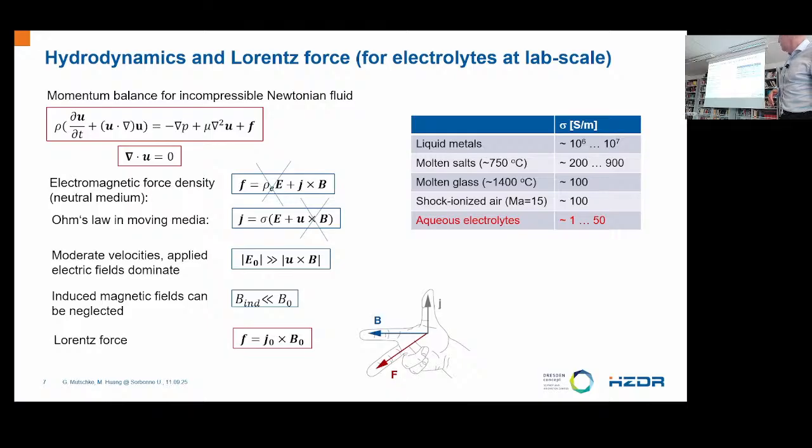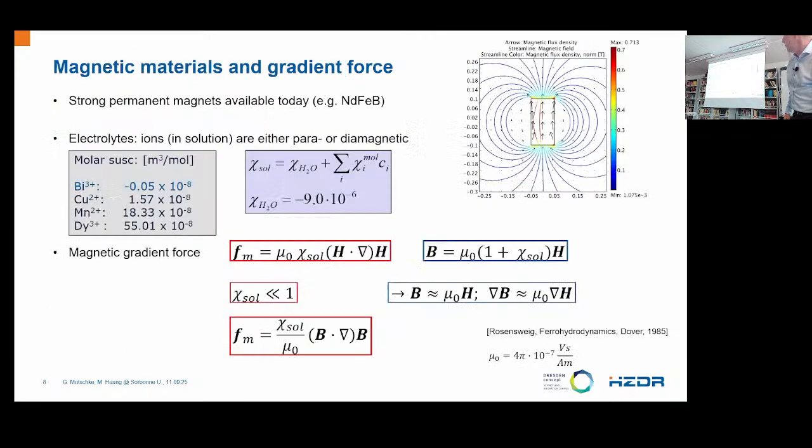With respect to the electrical conductivity, I have to mention we are in a range of 1 to 50 Siemens per meter, which is rather low compared to, for example, liquid metals, which are 6 orders of magnitude more conducting. And as soon as it gets to media that are magnetizable, you have to live with a second force, which is the so-called magnetic gradient force, and which comes into life as soon as you do have inhomogeneous magnetic fields. And you can have considerable magnitudes of those fields.